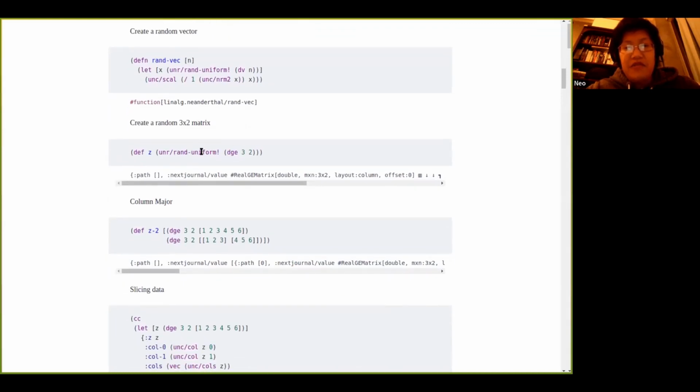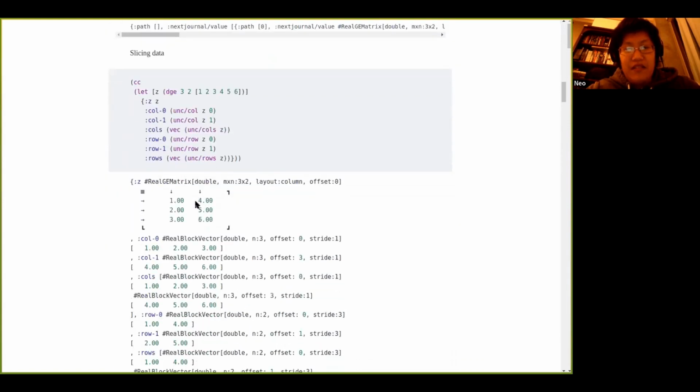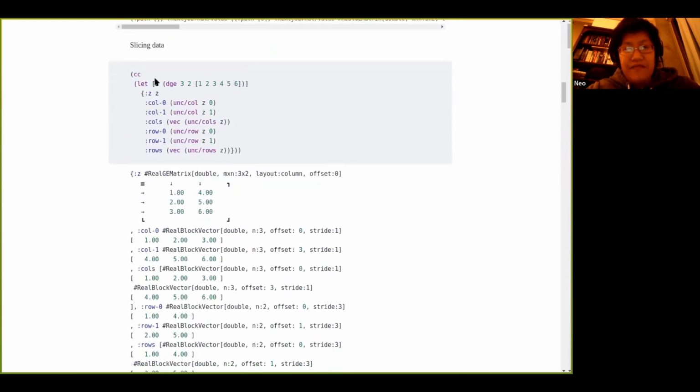Same operation for random matrices. And here is the API for how to create a matrix of 3 rows and 2 columns. You pass the arguments by columns. So here I have an example. This call will first fill the columns, and it fills each column one after the other.